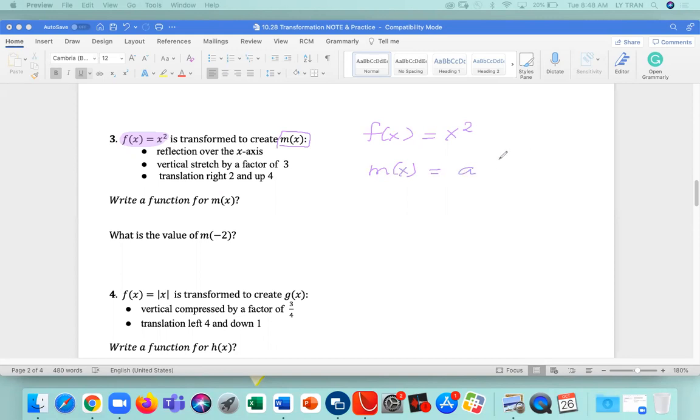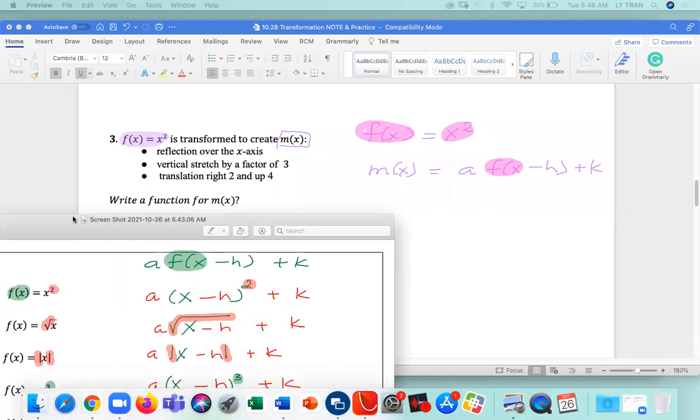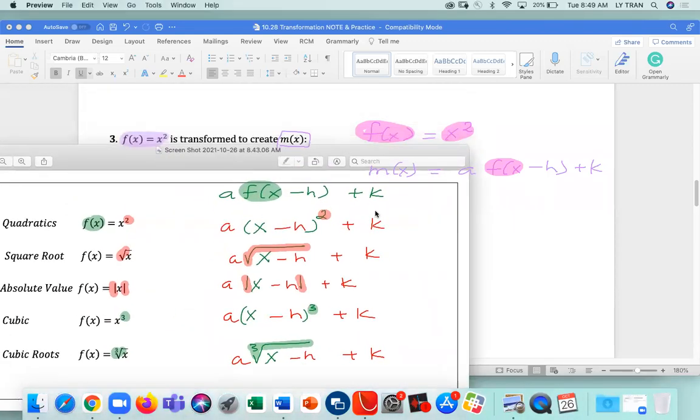And I'm just going to write the formula down. So I'm going to put a f of x minus h plus k. This is the formula, correct? However, I have to use the formula that relates to my parent function. In this case, my parent function is f of x, and that's going to be x squared. So I'm going to write the formula for x squared. What is the first one? Quadratic, just like in this example. Oh, I messed it up. So let me write this.